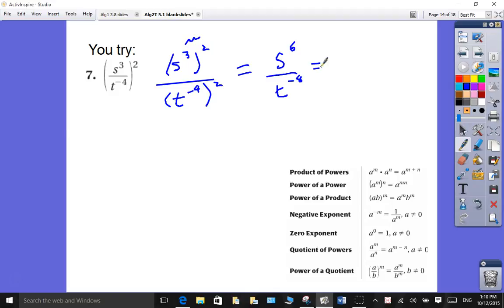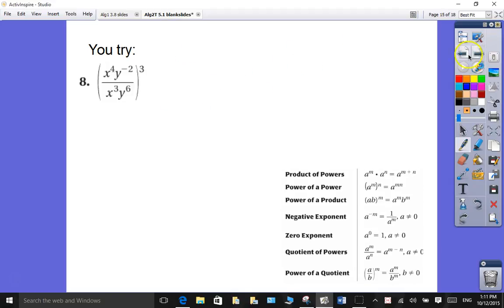But we don't leave a negative exponent. How do I get rid of the negative 8? I flip it to the numerator. Just the t, not the s, doesn't move. S to the 6th, t to the positive 8. I think there's one more. Last one.